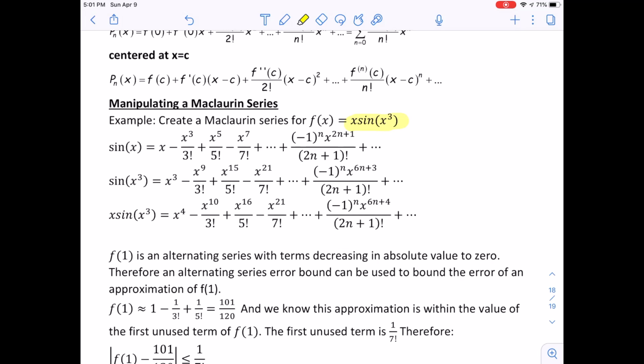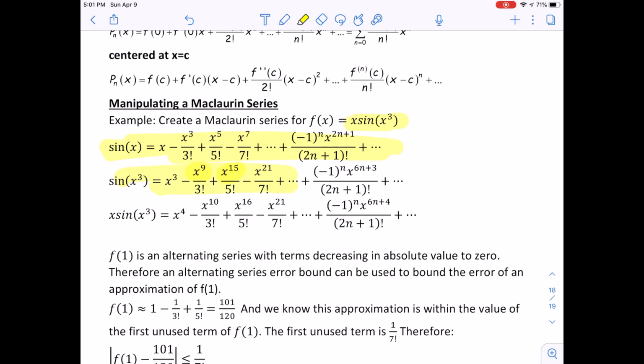What it's really wanting you to do is write out the Taylor polynomial or the Maclaurin series for sine, and then substitute in the x cubed for all the x's, so all the x's just get replaced with x cubed. That means you have x cubed minus, and then you have x cubed cubed, which gives you x to the 9th, x cubed to the 5th power, which gives you x to the 15th, so forth and so on.